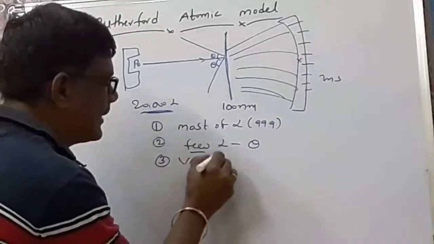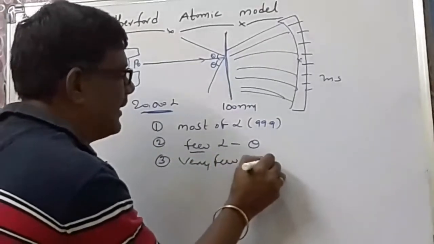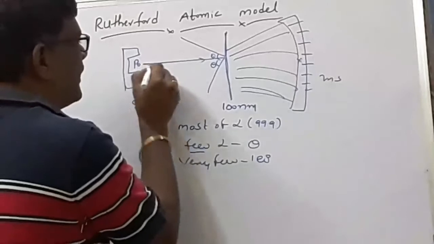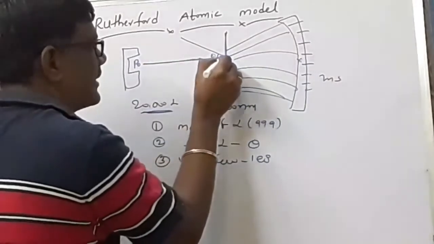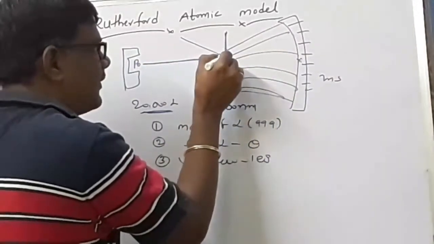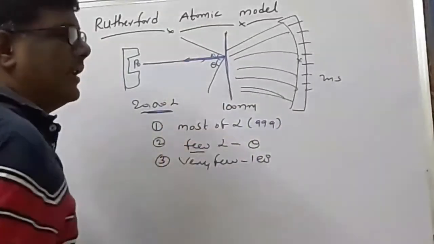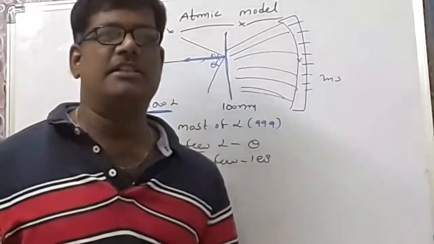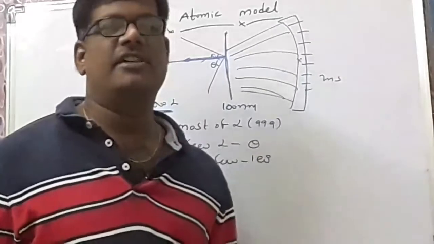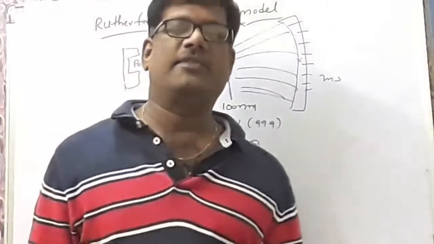Number 3 observation: very few particles are deflected with angle 180. Nothing but the alpha particle comes from the polonium like this and collides with the gold foil. Immediately it is deflected by 180, nothing but the same path in the opposite direction. So these are the 3 observations he made during the Rutherford atomic model.